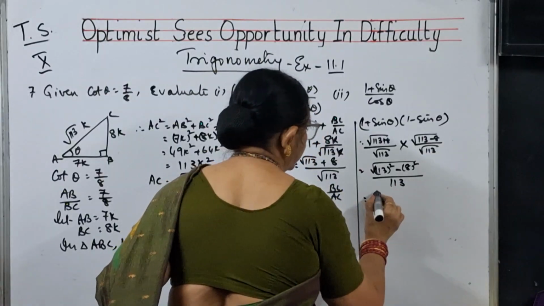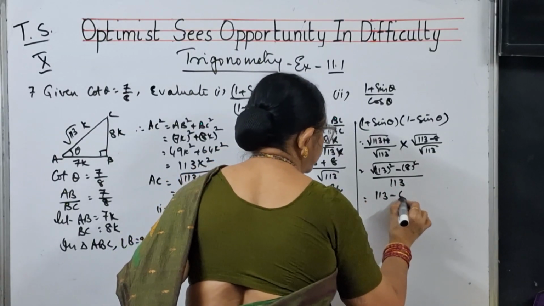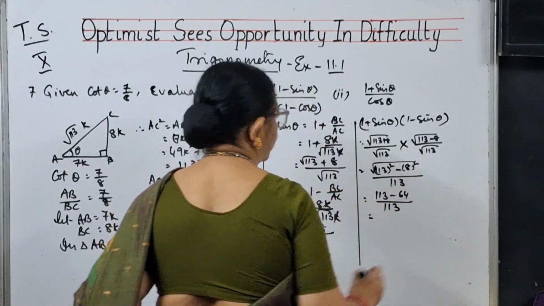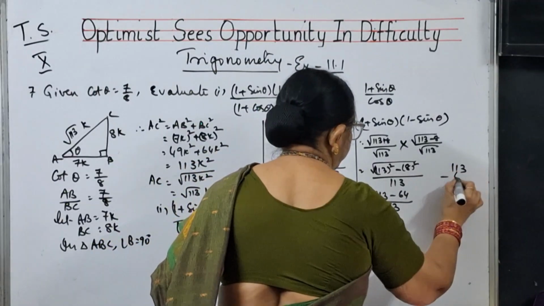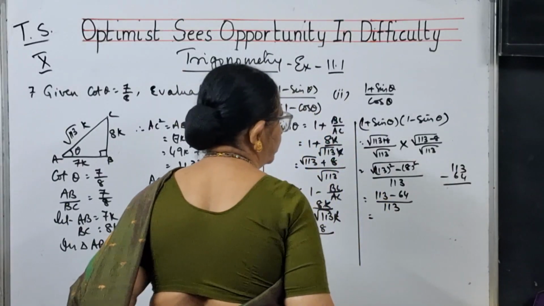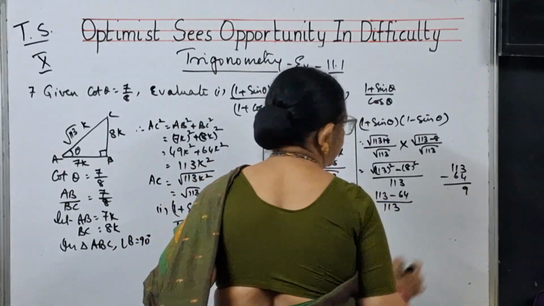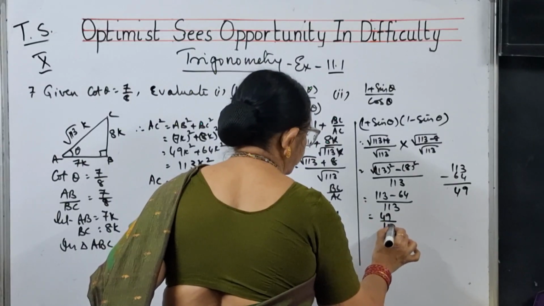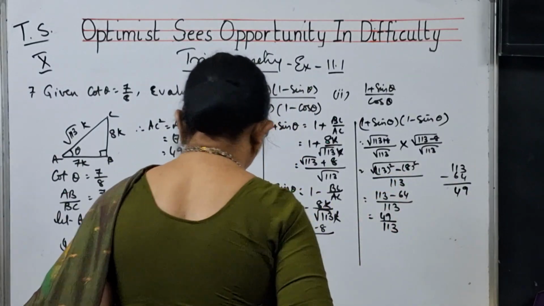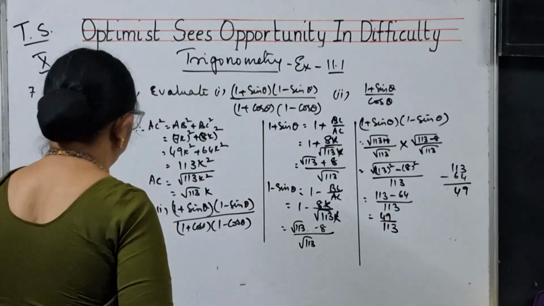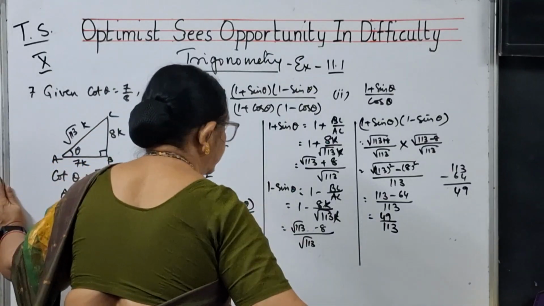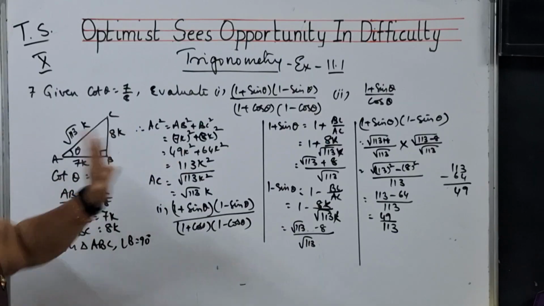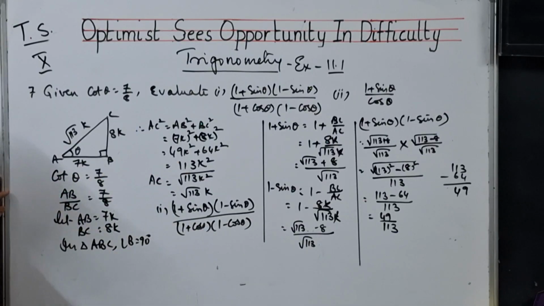So that means how much you are getting? 113 minus 64 by 113. So from 113, if you subtract 64, how much are you getting here, children? 49 here. So 49 by 113 is 1 plus sine theta into 1 minus sine theta. Children, I don't have place, so please copy that, I'll rub this and I'll continue.